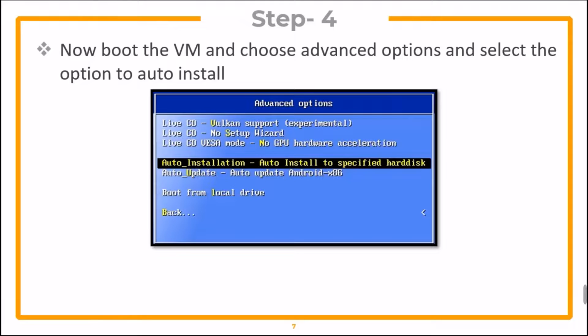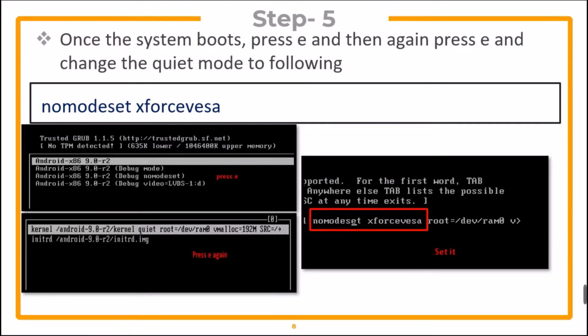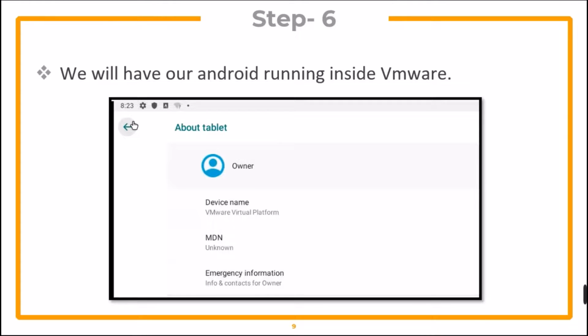Now boot the VM, choose the advanced option, and select the option to auto install. Once the system boots, press E and then again press E and change the quiet mode to the following: nomodeset xforcevesa. Now press B to boot it, and we will have our Android running inside VMware.